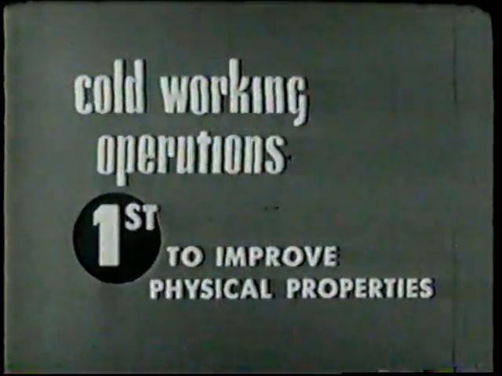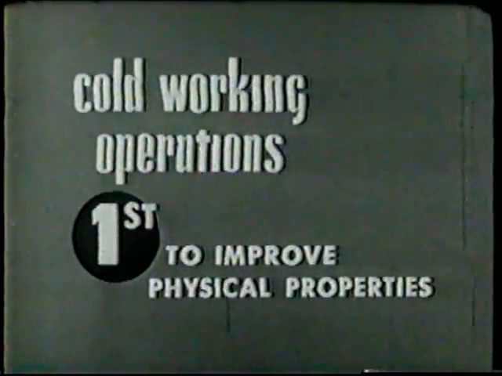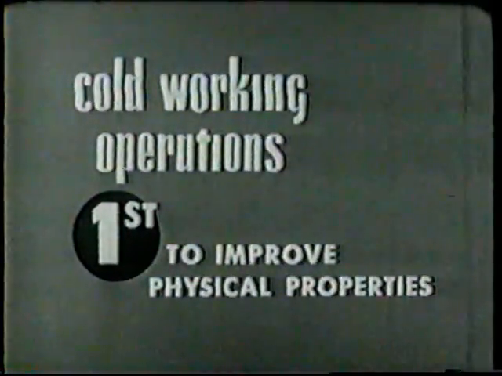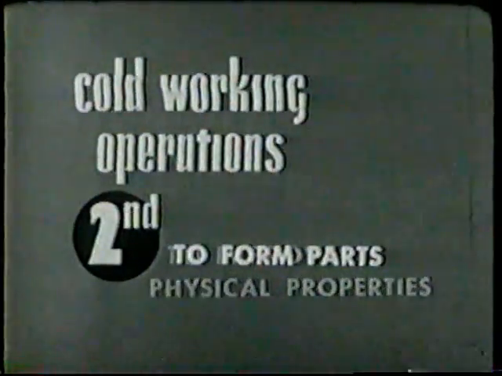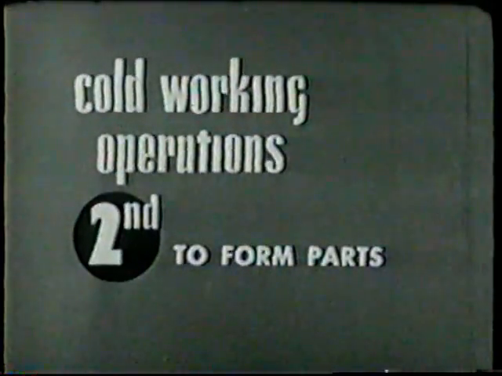Cold working or strain hardening operations may be undertaken for two purposes. First, to improve the physical properties of an alloy, cold rolling and stretching processes are generally employed. The second purpose of cold working is to form parts from alloys with strain hardening resulting from the operation. This involves such processes as bending, hammering, hydropress forming, stretch forming, drop hammering, and deep drawing.